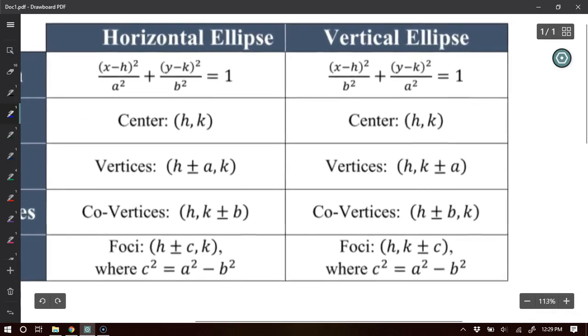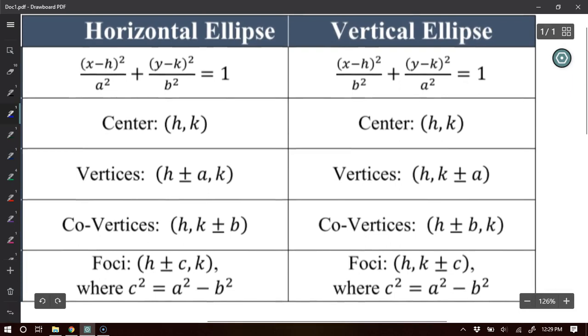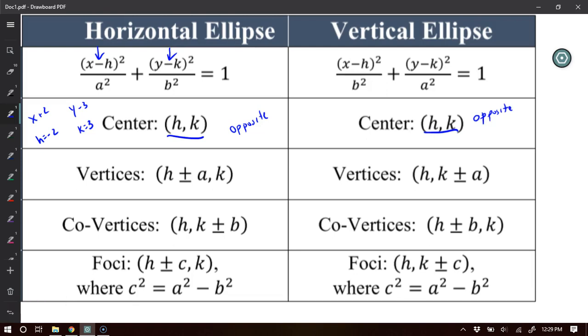For both horizontal and vertical, the center is (h, k). So it's going to give us the center whenever it gives us the equation. And since the equation has x minus h and y minus k for both of them, it's always like the opposite. So if I have x plus 2, then h is negative 2. If I have y minus 3, then k is positive 3. And the same over here for vertical. So it's kind of the opposite of the parentheses. We're kind of used to that by now in pre-calculus.